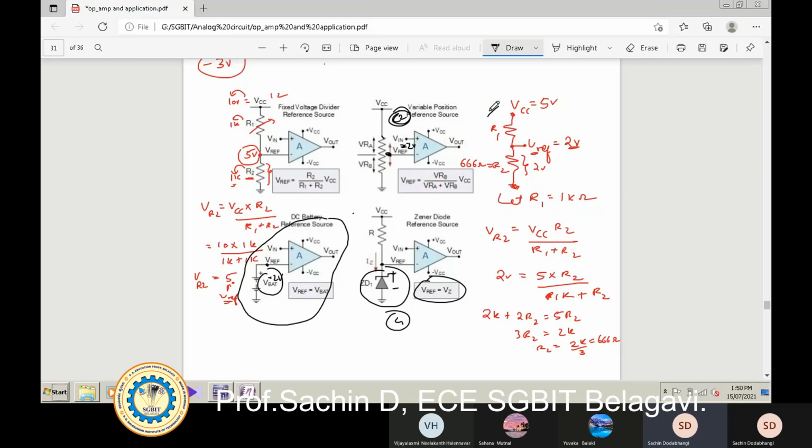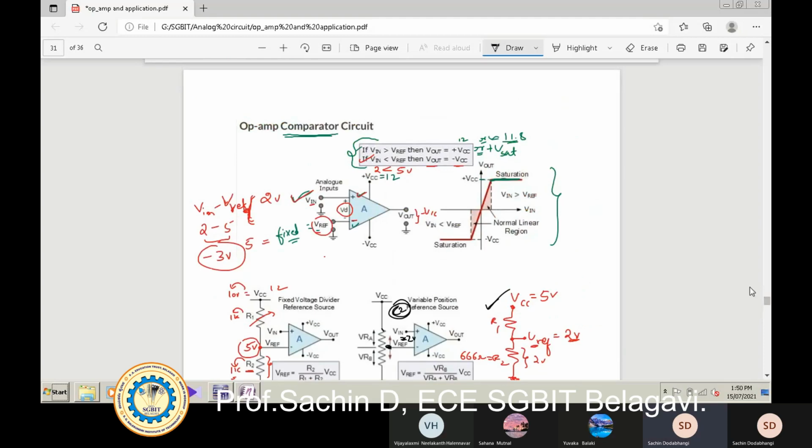Basically, the voltage divider circuit is the easier one. No need to take a pot and all, battery or generator. So taking just 2 resistors and connecting it to supply voltage. This is what about comparator. Got it? If the difference between the comparator V input minus V reference is a positive value, then your output voltage is equal to plus VCC. Suppose if it is 5 and this is 2, 5 minus 2 is 3 volt, you will get a difference in the input of 3 volt. So output voltage is equal to plus VCC.